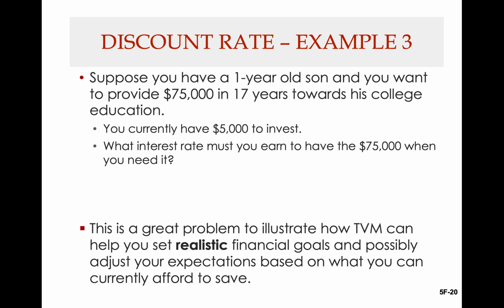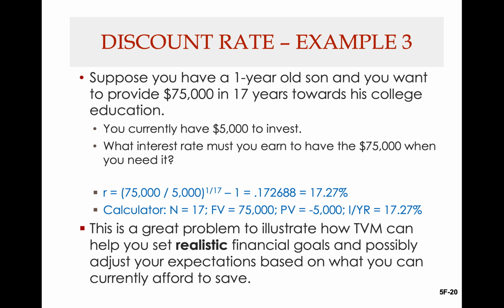Next example. Suppose you have a 1-year-old son and you want to provide $75,000 in 17 years towards his college education. Today, you have $5,000 to invest. What interest rate must you earn to have $75,000 when you need it? Using either our formula or our calculator, we find that the interest that we need to earn is 17.27%.